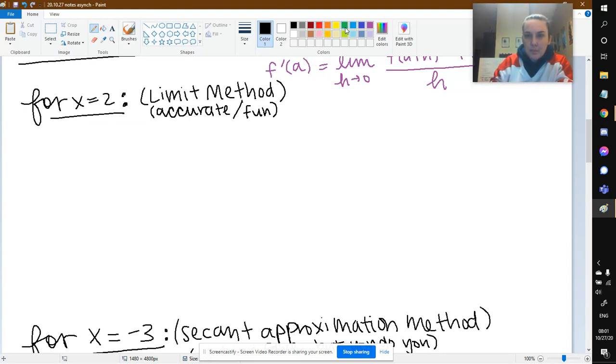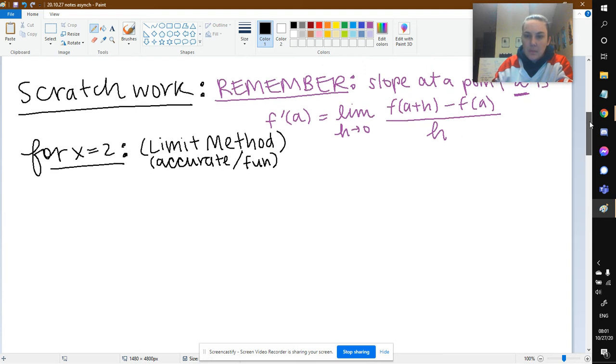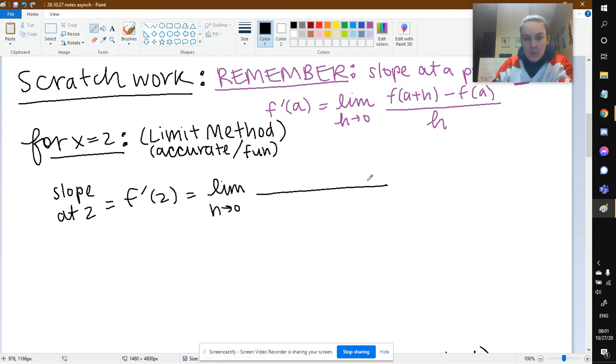Let's do that for x equals 2. So if I do the limit method for x equals 2, I remember our slope at a certain point formula, right? And again, we're going to talk about this in the synchronous class today. But I'd say, okay, the slope at 2 can also be written as this. I'll go over notation one of these days. It's the limit as h approaches 0 of plugging in 2 plus h to our equation minus plugging in 2 to our equation, divided by h.